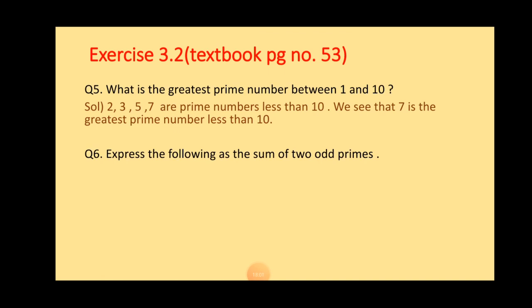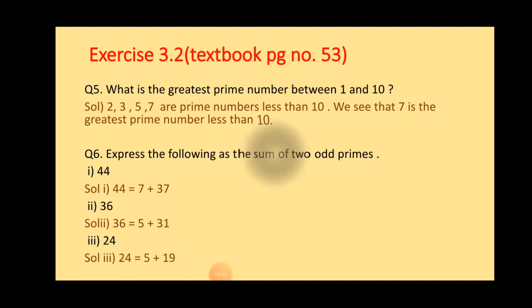Now come to question number 6. Here we have to express the following as the sum of two odd primes. The first number is 44. We need to express it as a sum of two odd primes. Odd prime means we need to be careful about these two words, odd as well as prime. So it will be expressed as 7 plus 37. Now the second number is 36. This number also will be expressed as a sum of two odd prime numbers, like by adding 5 with 31. Then in the same manner we will do for 24 also.